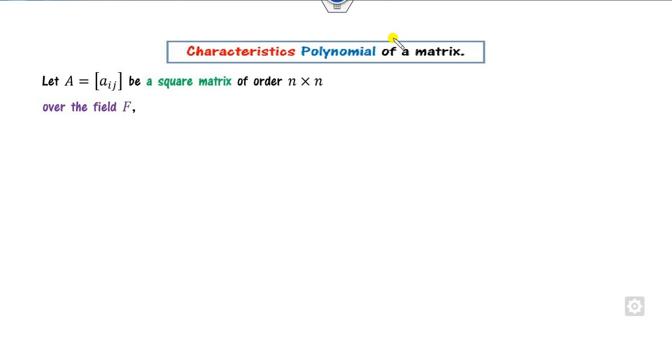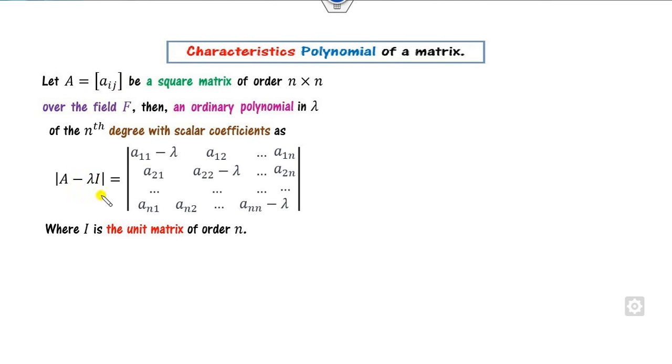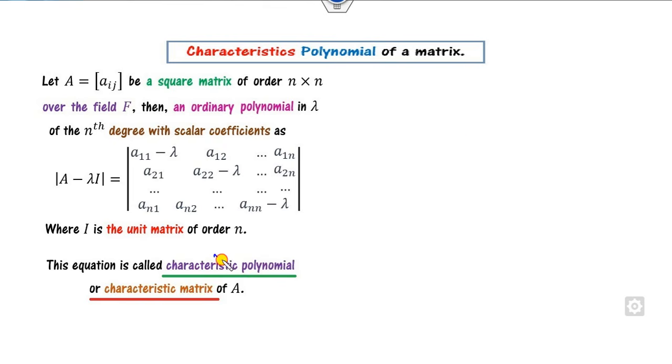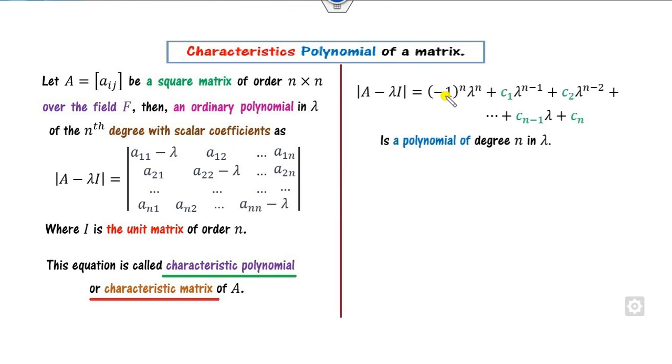Now the first concept in eigenvalues is the characteristic polynomial. What is the meaning of that? If you have any square matrix of n cross n, then you can define the determinant of A minus lambda I, where I is the unit matrix, called the identity matrix. If it is 3 cross 3, then this is my 3 cross 3 identity. If you expand this, it is called the characteristic polynomial or characteristic matrix of A. If you expand it, you will get a polynomial of degree n, like this.